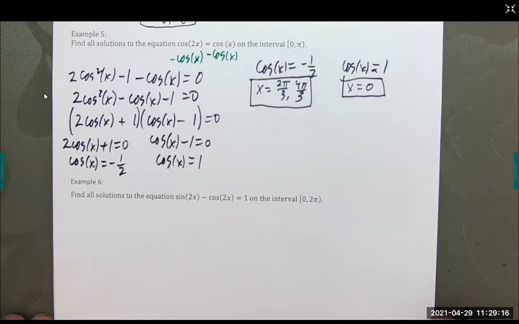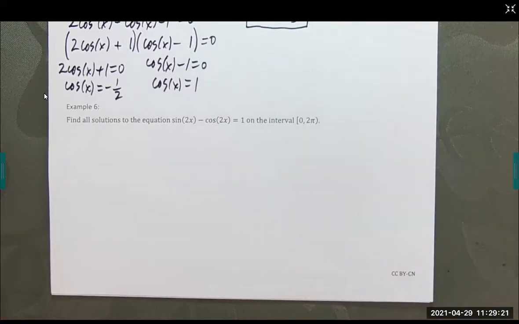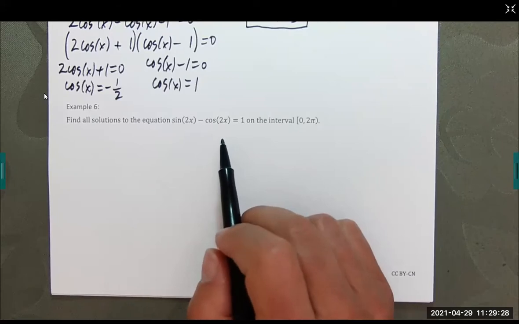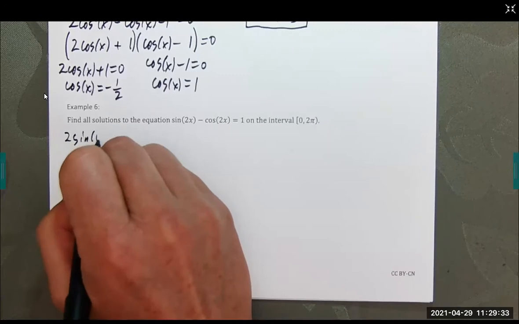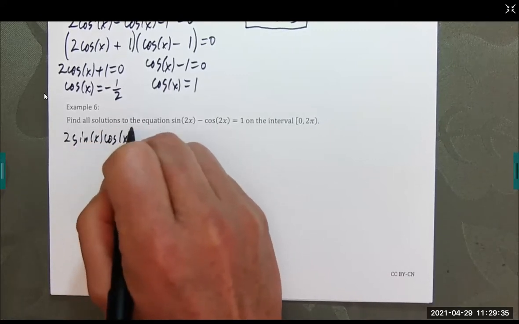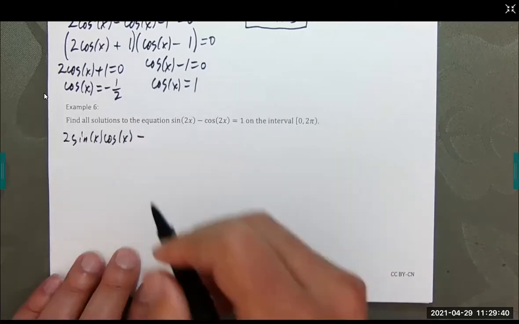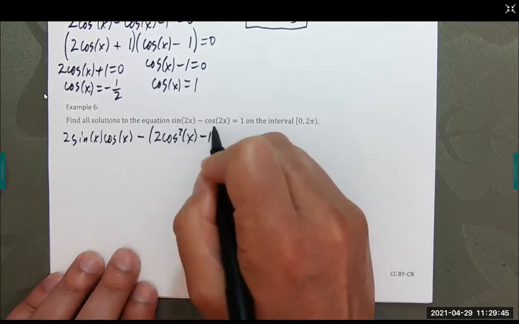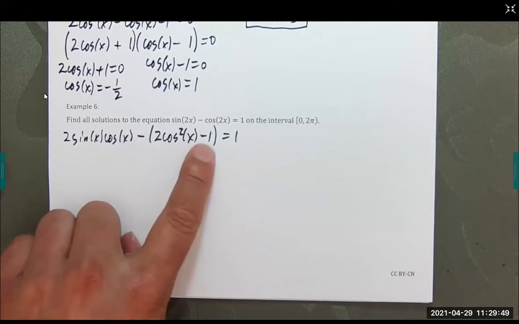Number 6 is a little tricky. What I'm going to do is we have sine of 2x minus cosine of 2x equals 1. I'm going to replace sine of 2x with its double angle. That's 2 sine x cosine x minus, and I've decided I'm going to subtract this one. The reason I chose that one is I knew I would have to change the sign, and I want those 1s to go away.